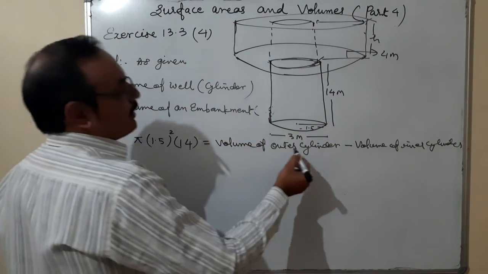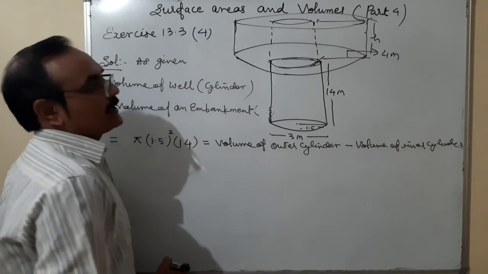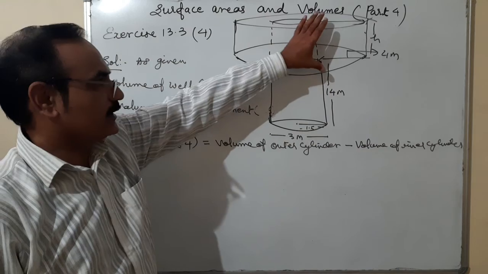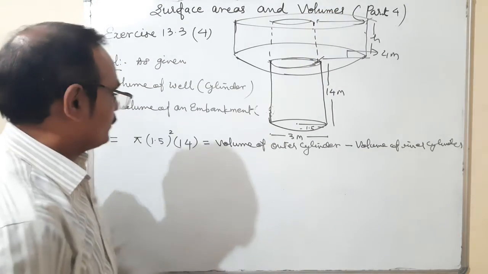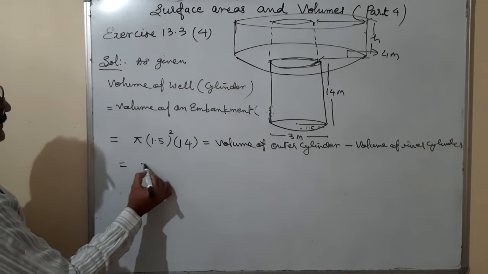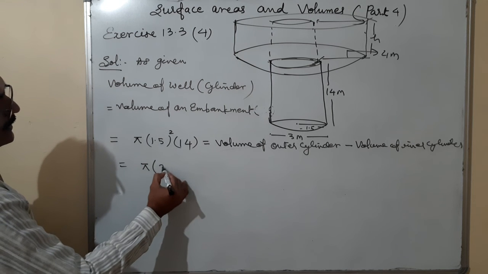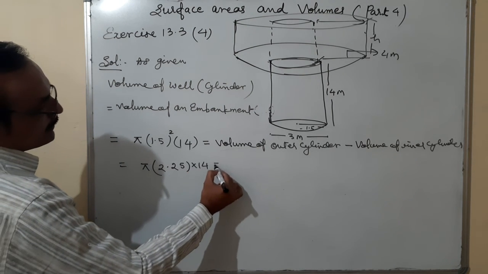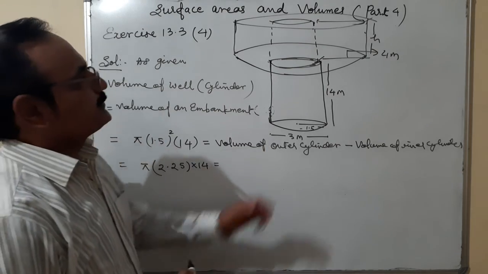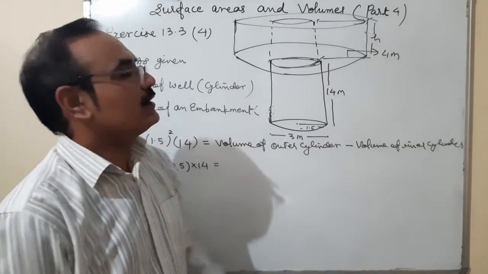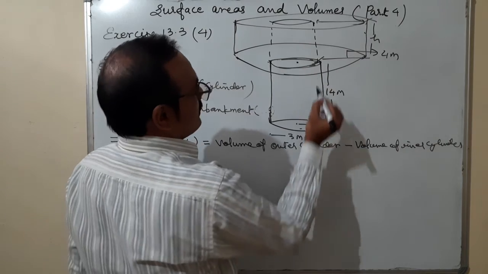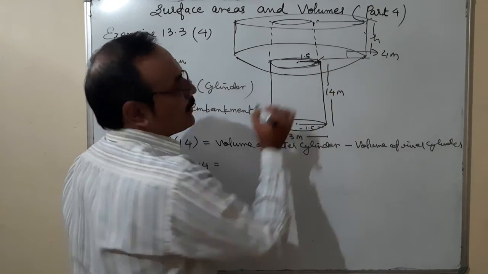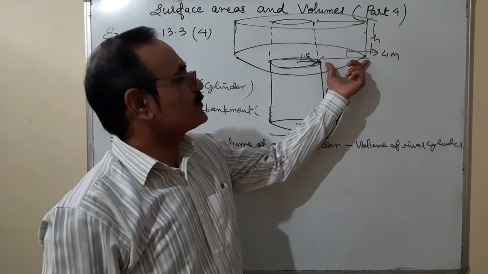Okay, volume of outer cylinder minus volume of inner cylinder. Where? In the embankment. Here we are talking about an embankment only. Okay, pi into 1.5 into 1.5, 2.5 multiplied by 14. What is the radius of this cylinder? Because up to here it is 1.5 and its width is 4 meter.